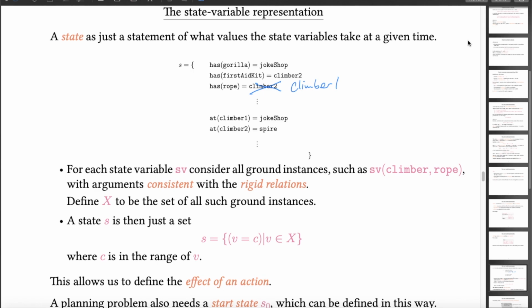And we can define the initial state of our problem in precisely this way, because in the initial state we know that the joke shop has the gorilla, but the hardware store has the first aid kit, and the hardware store has the rope, and both of the climbers are at home. So the start state would look different, but again it's just an exhaustive enumeration of all the function values for all the relevant possibilities that they can take as their parameters.